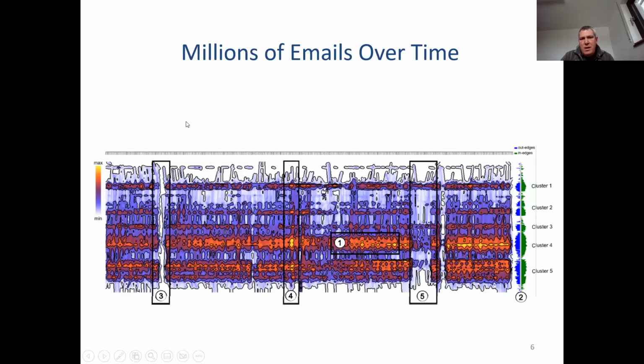These are millions of emails over time. The problem here is that by just visualizing the data as it is, you cannot see anything. So you need some kind of algorithm that pre-processes the data, that structures or orders the data into some kind of clusters. You can see them here on the right-hand side. The clusters are the people who send the emails around.